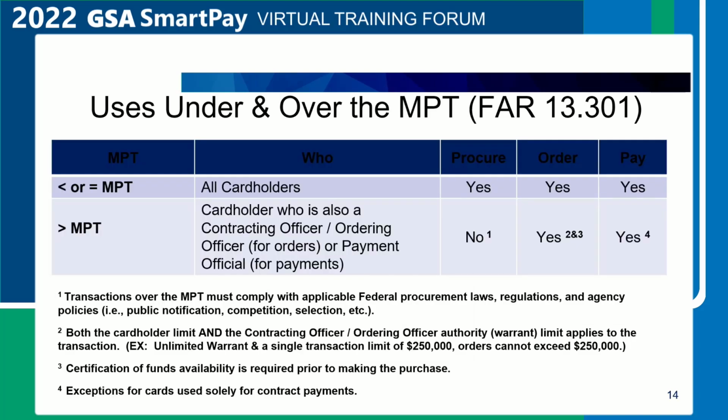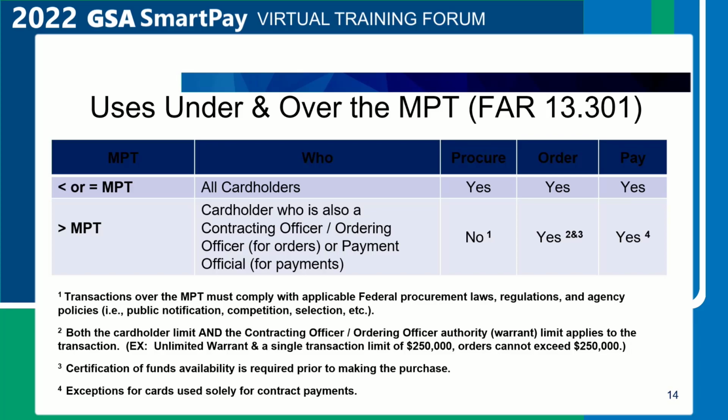Uses under and over the micropurchase threshold. At or below the micropurchase thresholds for supplies, services, and construction, cardholders may use their cards as procurement, ordering, and payment mechanisms within their single and monthly transaction limits.